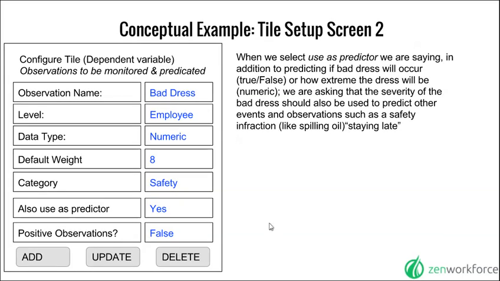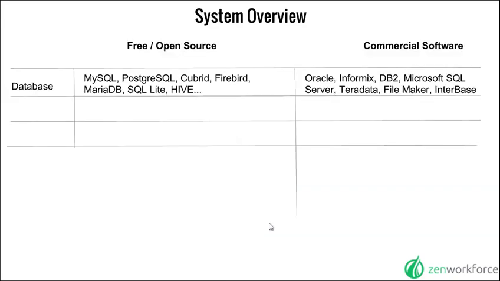So let's talk a little bit about the database that stores our predictors and our tiles. We have two categories: there's free software and there's commercial software, and there are many databases that fit into either of these categories. The main point is that this is where all of your information is stored and retrieved.